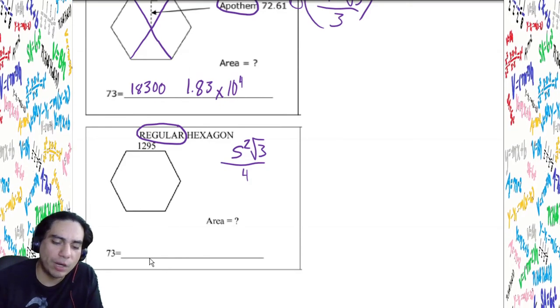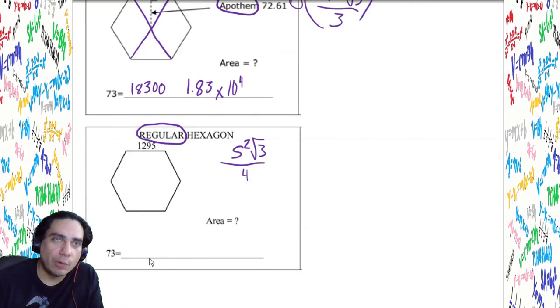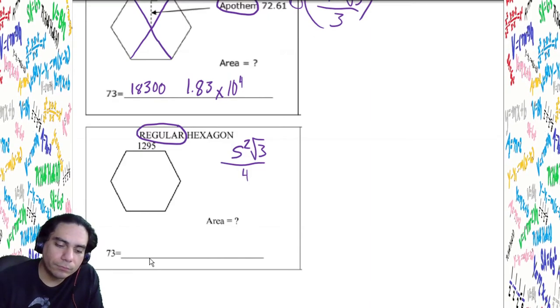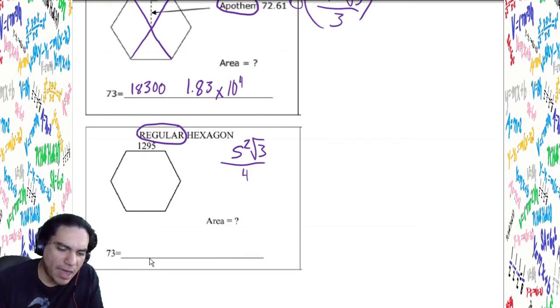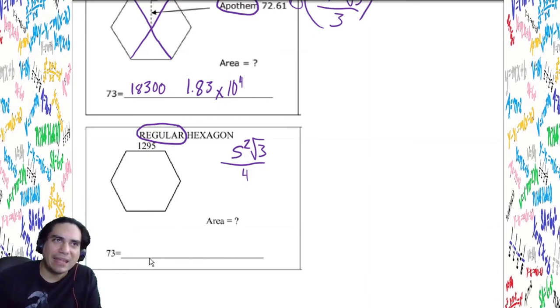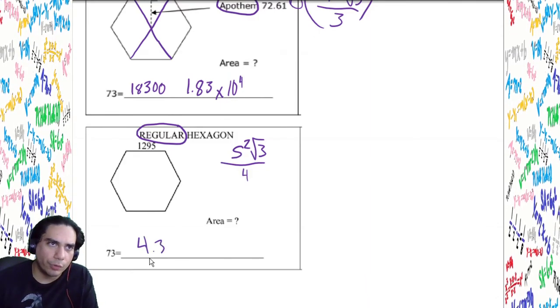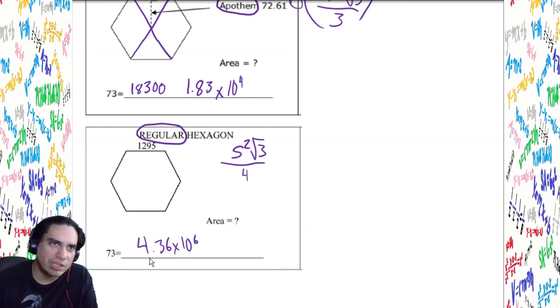So we're going to get side squared, and we're going to multiply by the square root of 3, divide this bad boy by 4, and multiply by 6. And our answer for this problem is 4.36 times 10 to the 6th.